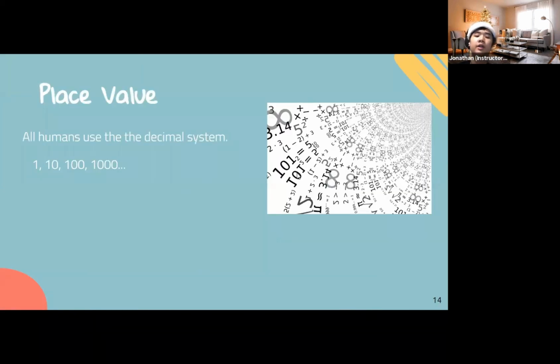Place value. I know some of you are also in my grade 4 class.